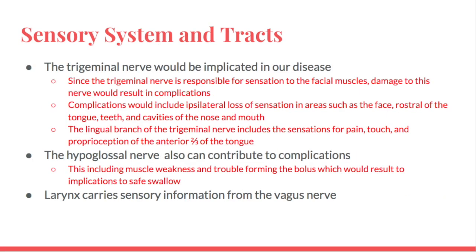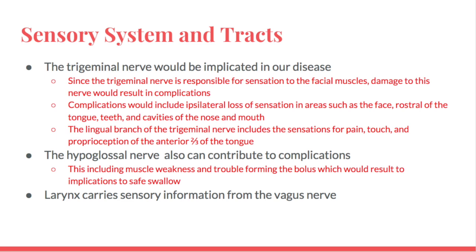The trigeminal nerve, which would be implicated in this disease, is responsible for sensation to the facial muscles. Damage to the nerve would result in complications, such as ipsilateral loss of sensation in areas such as the face, rostral part of the tongue, teeth, and cavities of the nose and mouth. The lingual branch of the trigeminal nerve includes the sensations for pain, touch, and proprioception of the anterior two-thirds of the tongue.